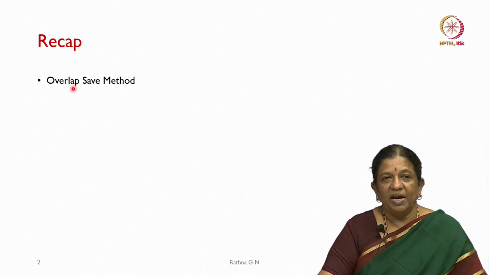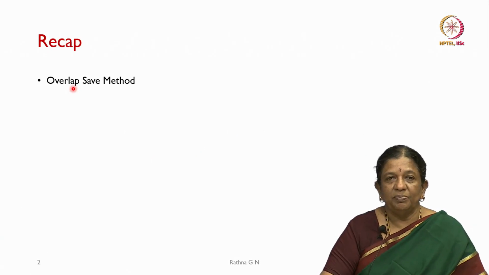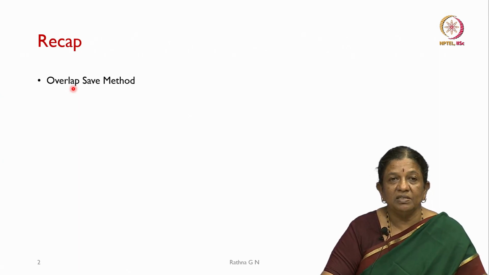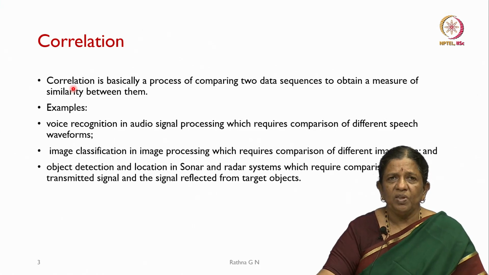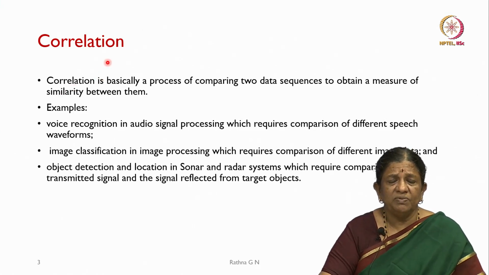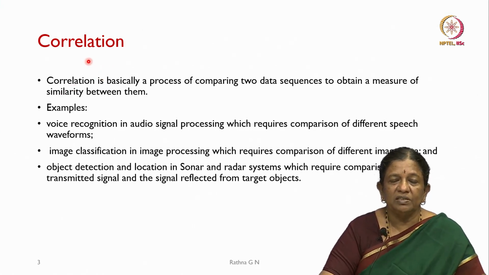To recap, in the last class we covered the overlap save method. Previous to that, we had covered the overlap add method for a continuous input signal, and how we can calculate our FFT, and then we saw the lab also. In today's class we will discuss correlation.